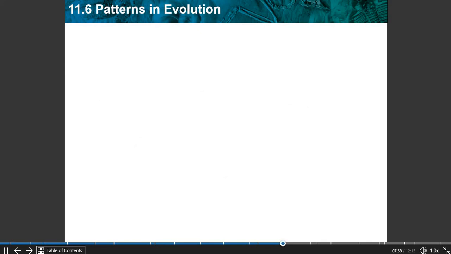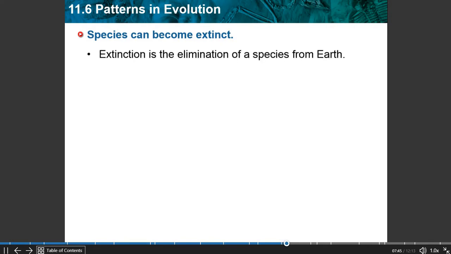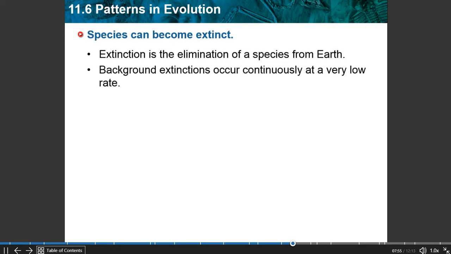So species can become extinct. Extinction is the elimination of a species from the earth. You have background extinction, which occurs continuously at a very low rate. It's just the everyday extinction. Then you have mass extinction as well, which is where some catastrophe happens and wipes out a lot of life forms at one time.